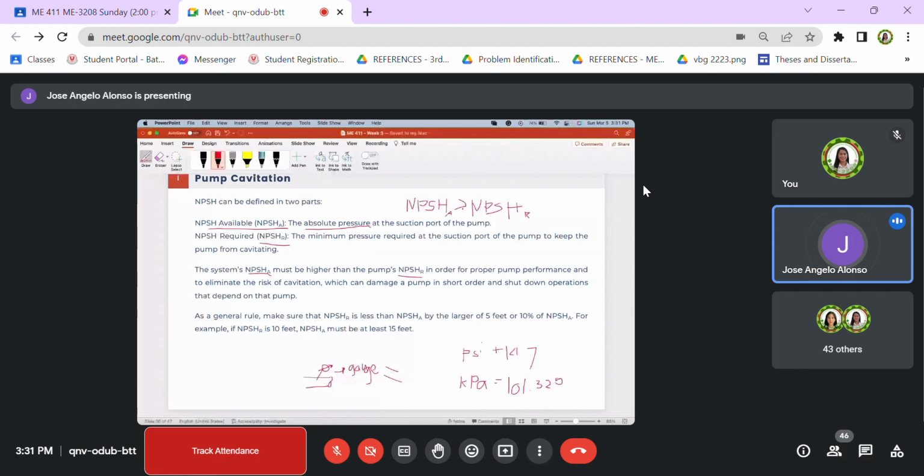So kapag pinili natin is mas mababa, halimbawa ang na-acquire natin value ng net positive suction head available is 50 meters. Then ang kinuha nating pump ay mayroong rating na net positive suction head required niya is 60 meters. Then cavitation may occur kapag in-install natin yung pump into the system. So ang kailangan natin kunin is yung pump na mayroong value ng net positive suction head required na mas mababa, less than 50 meters dapat.